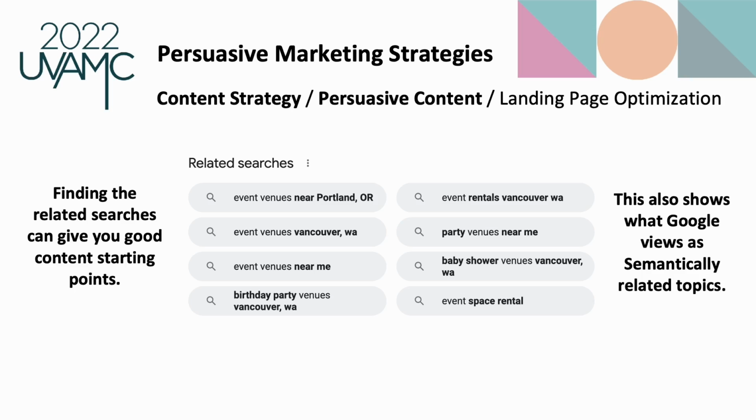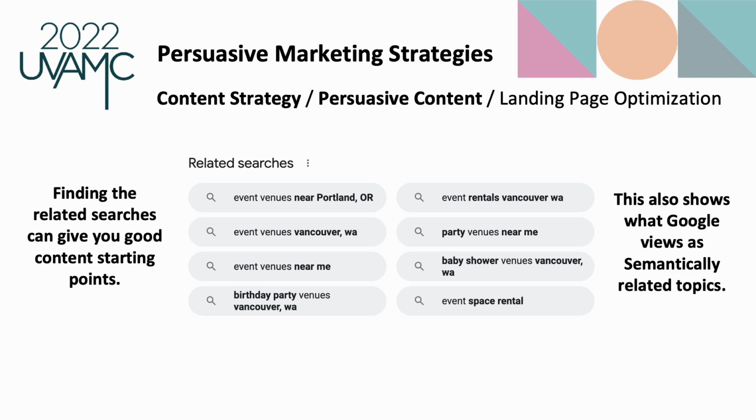At the bottom of every search result is going to have related searches. I did Portland event venues or Vancouver, Washington, where I'm from, event venues. These are the things that people are also searching for that search for that keyword that I just searched for. So this is an area for you to kind of easily mine out ideas.